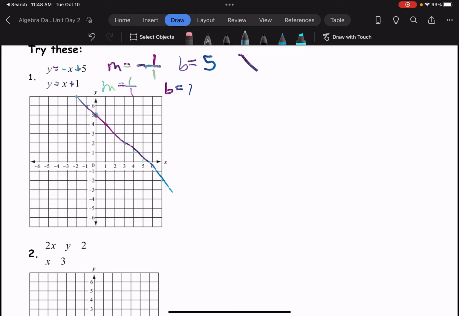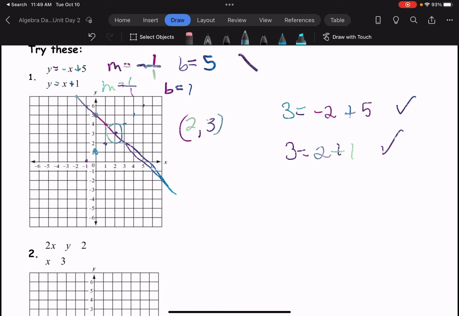Now my other equation, it's not the most perfect line, there we go, is positive 1 here, and then we're going positive 1 over 1, so we're going to go up this way. And we very quickly can see the point of intersection is right here, which is 2, 3. So then your next job is to check those answers. So 3 equals negative 2 plus 5. Yes, that works. And then 3 equals 2 plus 1. Yes, that works.